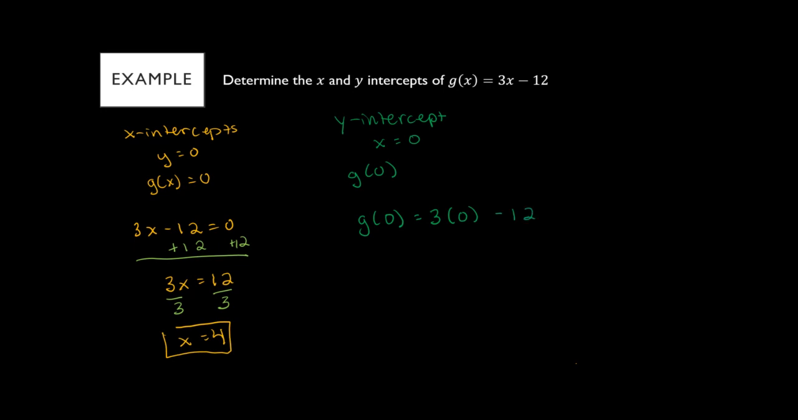minus 12. And when you are evaluating a function, which means you're just finding the answer, you're only doing the stuff on the right side. You're following the order of operations. So we're not solving here. So I multiply 3 times 0, which is 0, and then I'm just left with negative 12. So our y-intercept, you could say it's g of 0 equals negative 12, or y is negative 12.